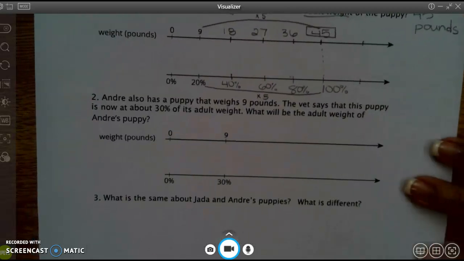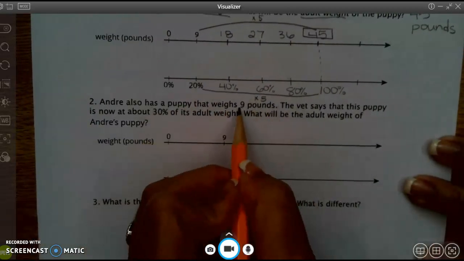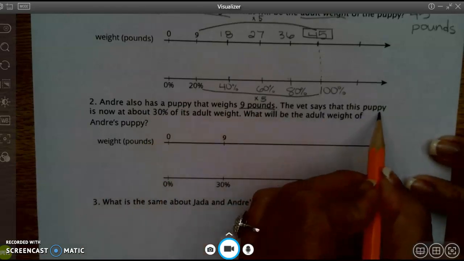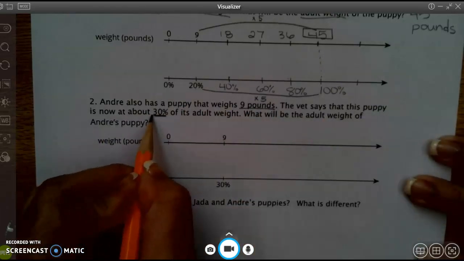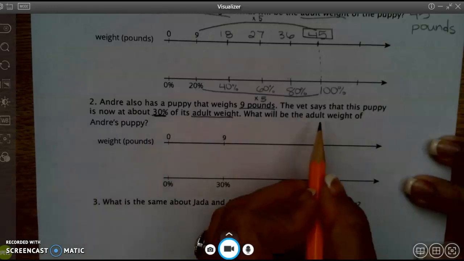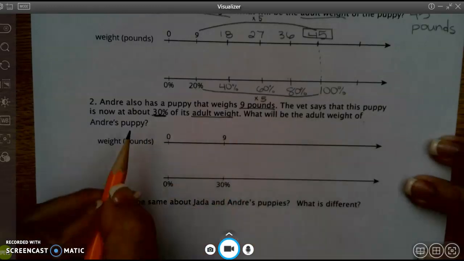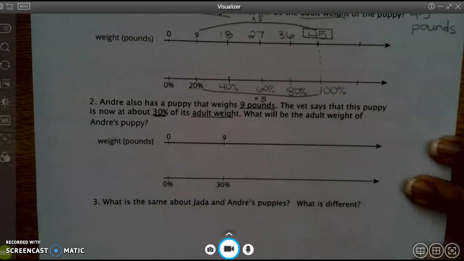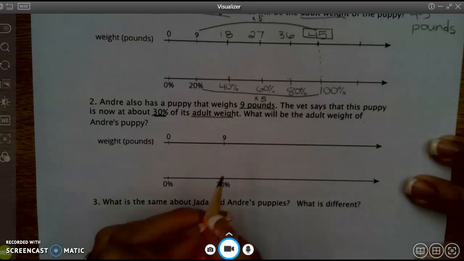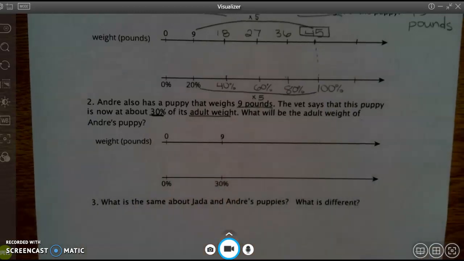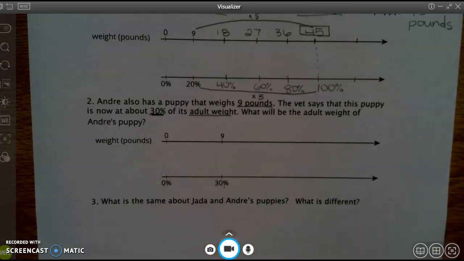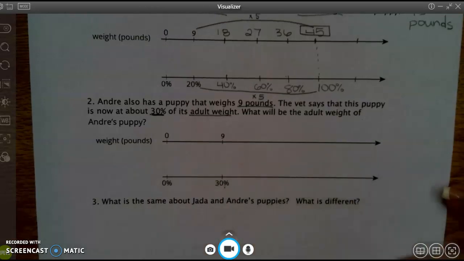On question 2, we have that Andre also has a puppy that weighs 9 pounds. The vet says that this puppy is now at 30% of its adult weight. What will be the adult weight of Andre's puppy? If I were to skip count by 30, I would not get to 100. Okay? So what I'm going to do is think about factors that go into 30 that would also go into 100. And I know that 10 would go into both numbers evenly.